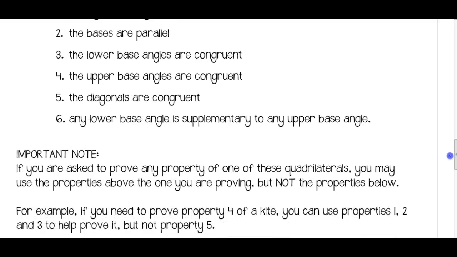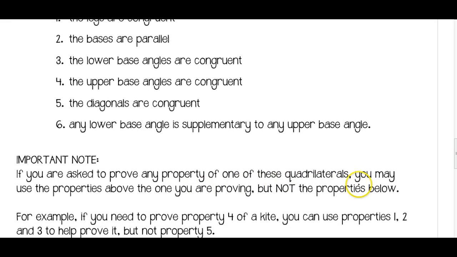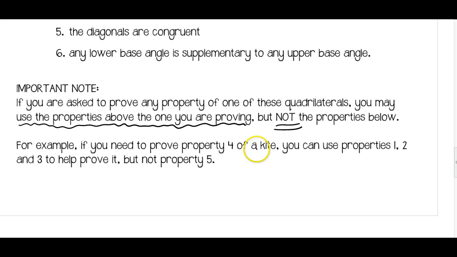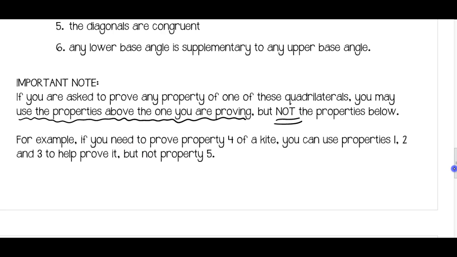So again, if you are asked to prove any property of one of these, you may use the properties above the one you are proving, but not the properties below, because they are in order. Alright, so for example, if you needed to prove property 4 of a kite, you could use properties 1, 2, and 3 to help you prove it, but not property 5.